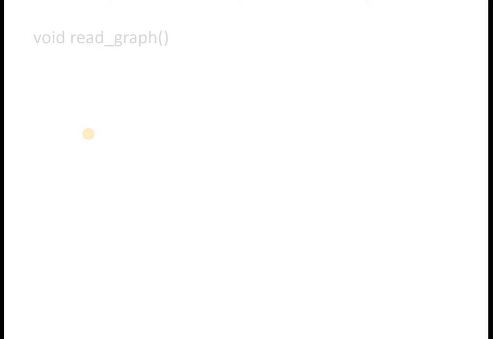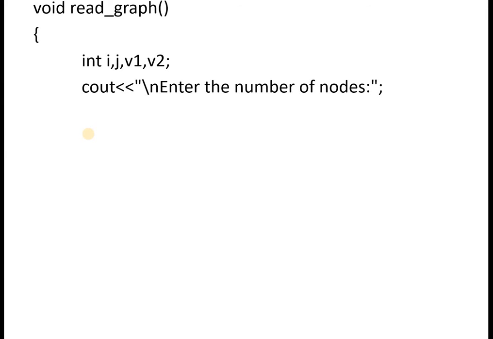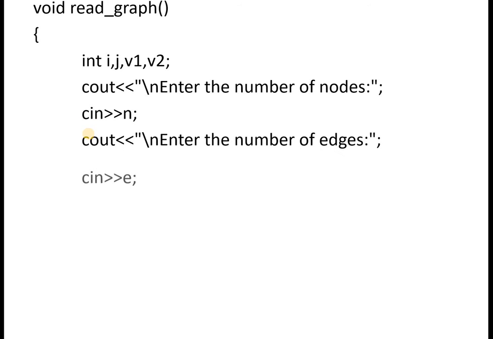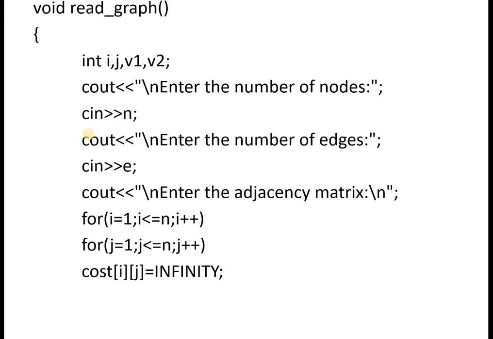So let us see the code of how to create the adjacency matrix. So void read graph. These are the variables we need. That is, enter the number of nodes and number of edges, stored into n and e. Then for i is equal to 1 to n, for j is equal to 1 to n, you have to initialize the cost matrix as infinity. So here infinity is the constant which is defined using #define INFINITY 999. Then in this for loop, the cost matrix is initialized with the infinity value.